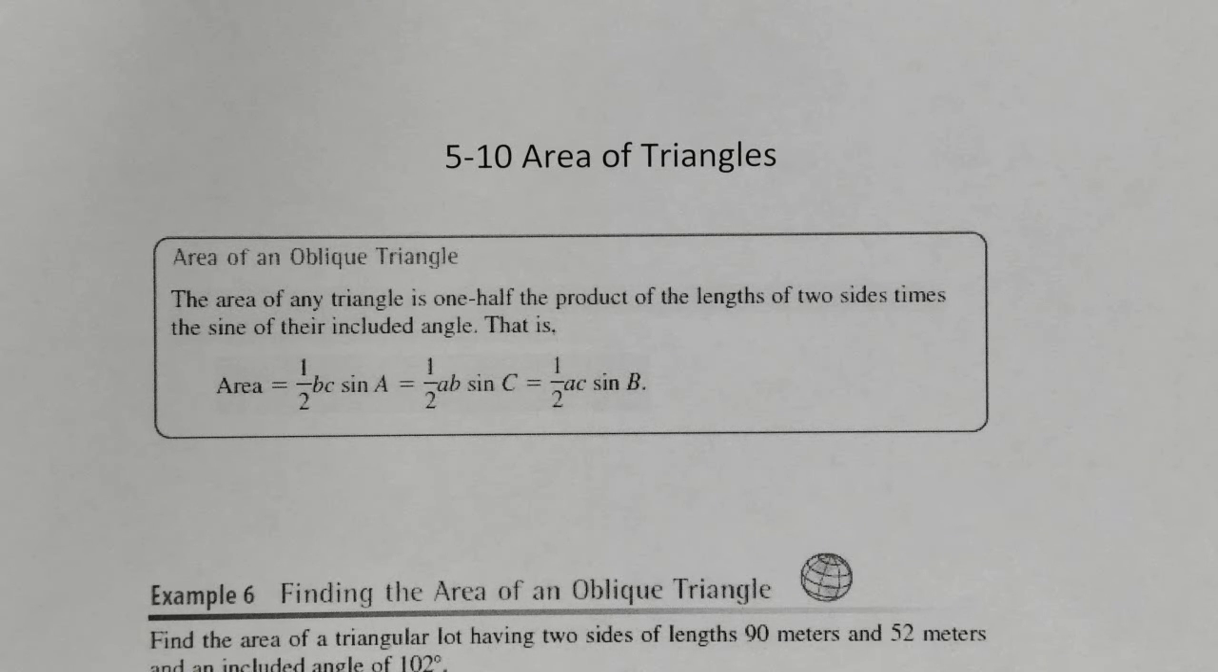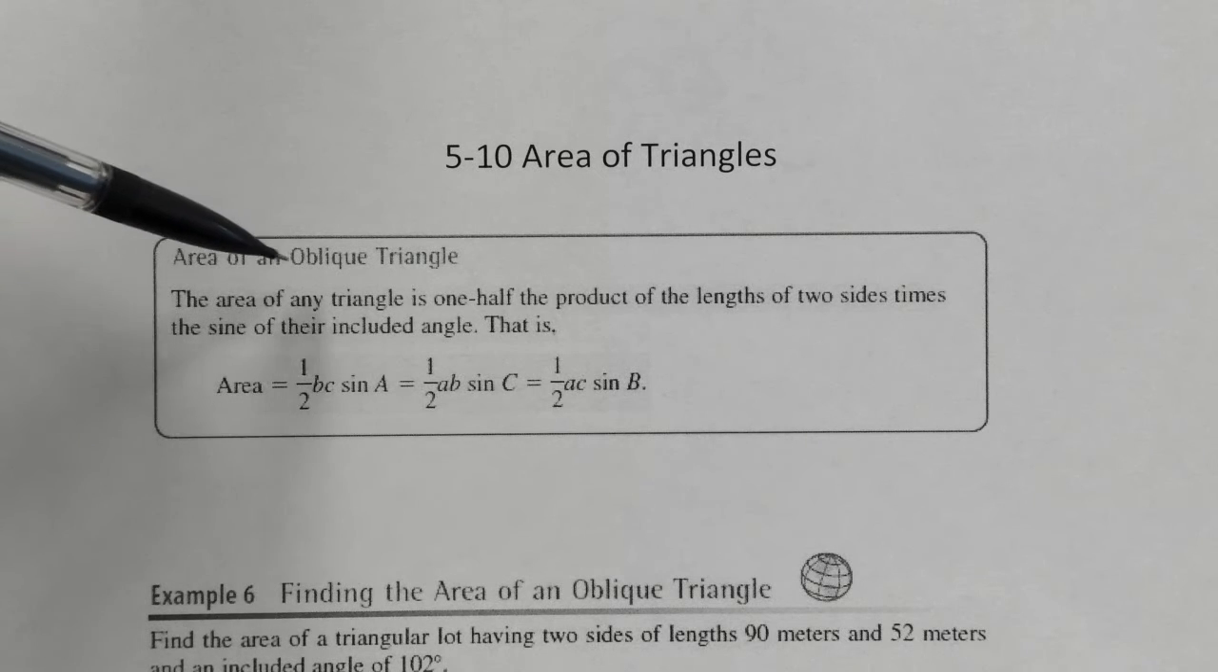In this section 5-10, we're looking at a method for finding the area of triangles. One formula that we all know for the area of a triangle is 1/2 the base times the height. However, what if you don't have the measurement for the height? Then what can you do? Well, it turns out that there is a way that you can find the area of triangles without having that height. And here's how it looks.